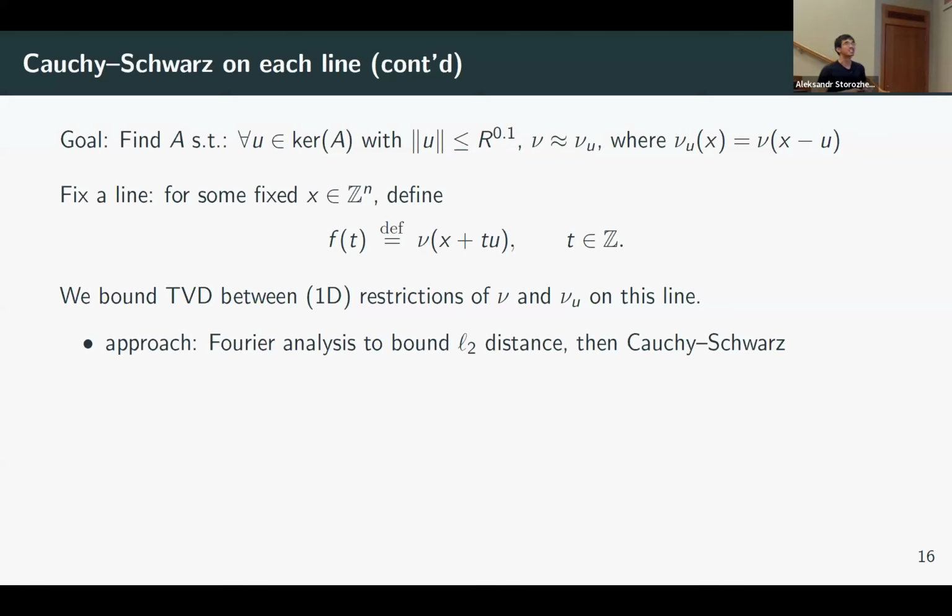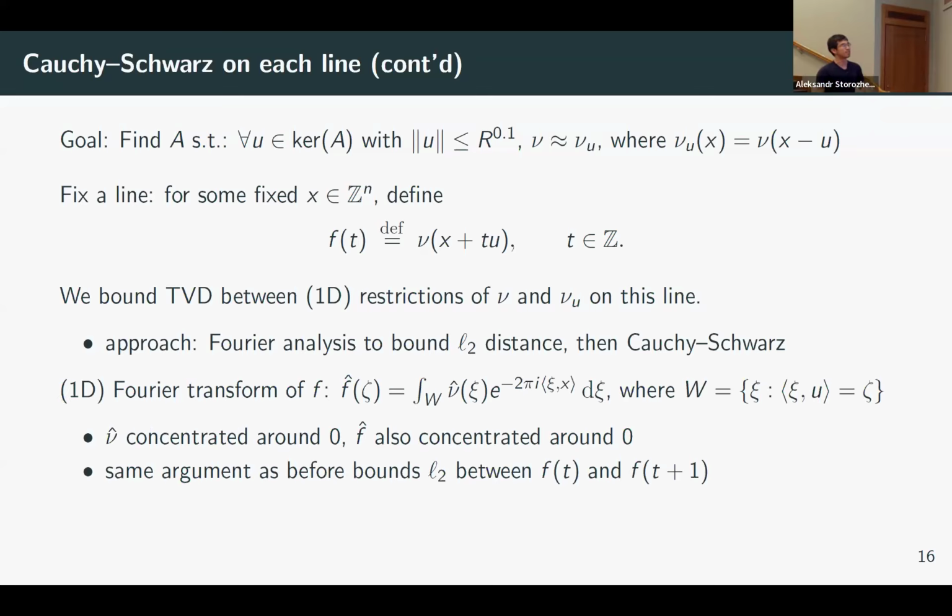At first glance, it may be a harder question, because if we apply the same approach, using Fourier analysis to bound the L2 distance and then Cauchy-Schwarz, we lose the nice property that mu is a convolution of many independent distributions. Here it's restricted to one line. But fortunately, the Fourier transform of this f on one line can be written as the integral of the Fourier transform of mu multiplied by some factor over some hyperplane. The exact formulation here is not important.